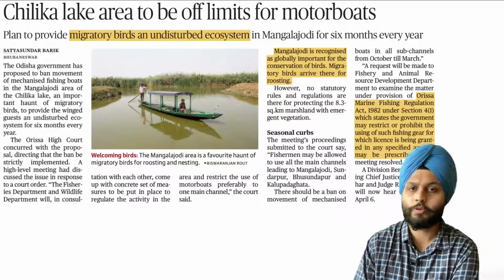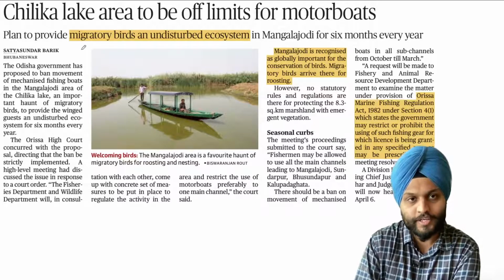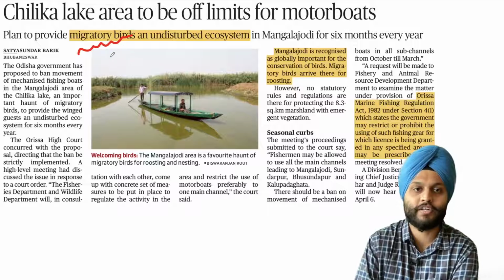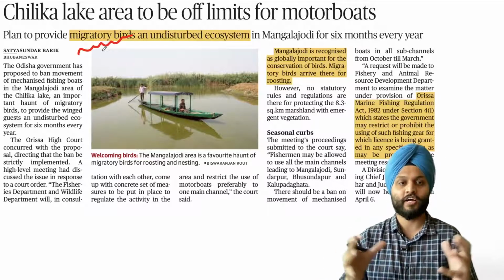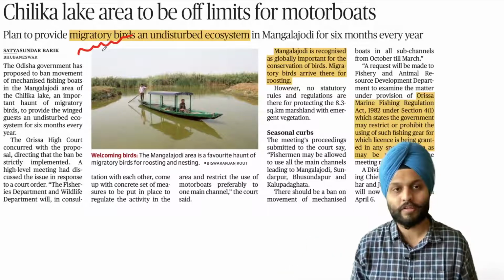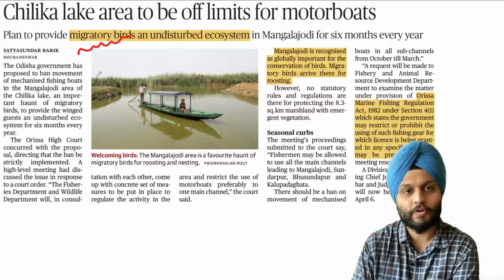Chilka Lake area to be off limits of motorboats. Okay, fine. And why is it? Basically, migratory birds come, and this is a Ramsar site. That is, it's a very, very internationally important wetland. The land that is wet. So lakes, dams, etc. Okay.